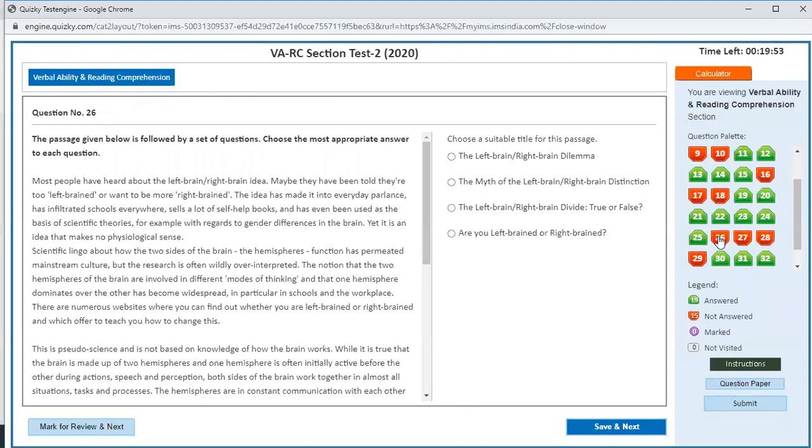I don't think we have any more questions left, all the RCs are left. Let's take the RC that we talked about. We'll take it first. Okay, let's read this RC together, guys.